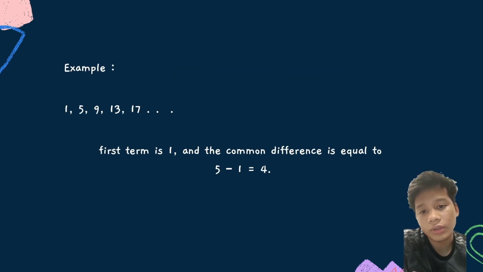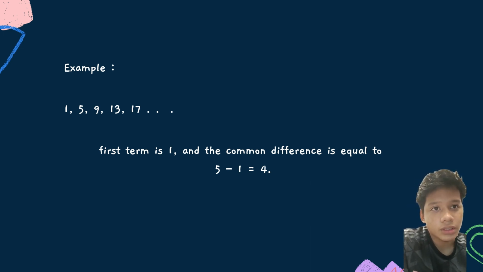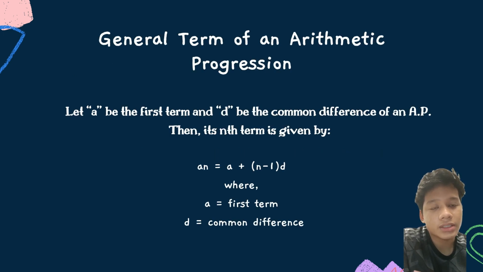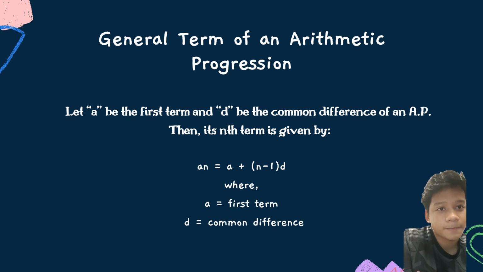For example, we have one sequence which is 1, 5, 9 and 13. So what is the common difference in this sequence? By using the formula, a_(n+1) is 5 and a_n is 1. So 5 minus 1 equals 4. So the common difference in this sequence is 4.